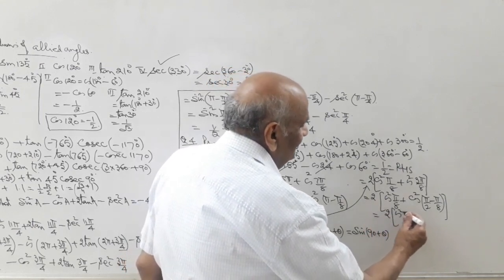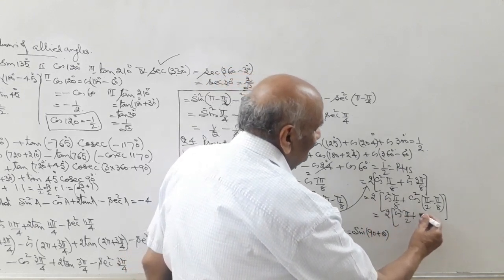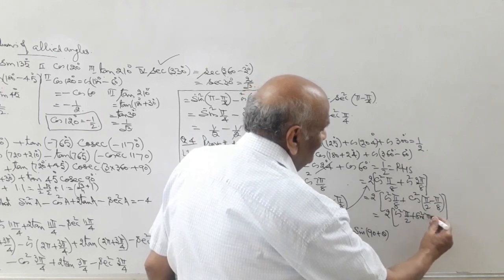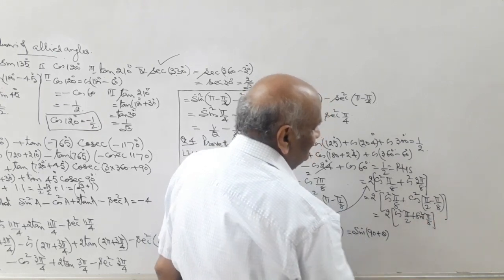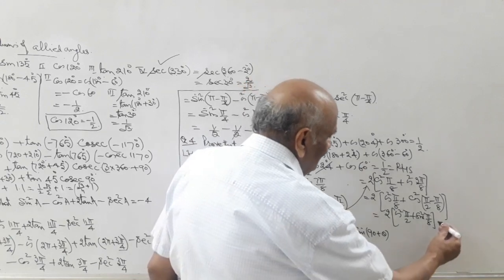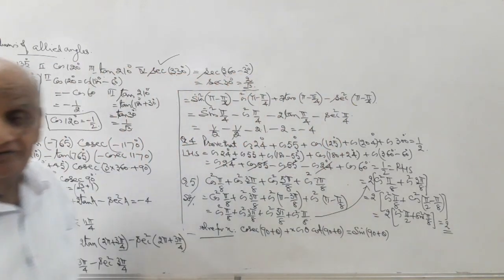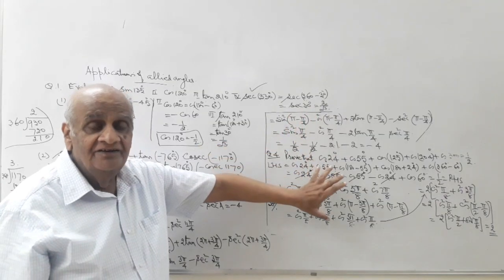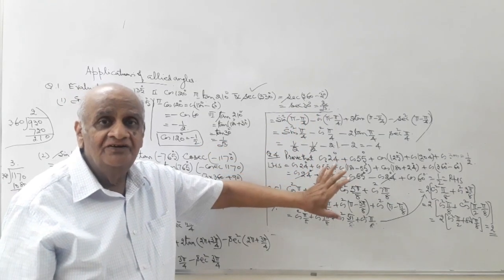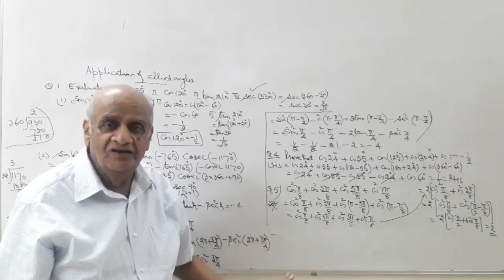The result is obvious. It is cos square pi by 8 plus sin square pi by 8, since cos 90 minus theta is sin theta. That comes out to be equal to 2. This is on the right hand side. This is of these allied angles. Next time we shall start with addition and subtraction formulas. Thank you.